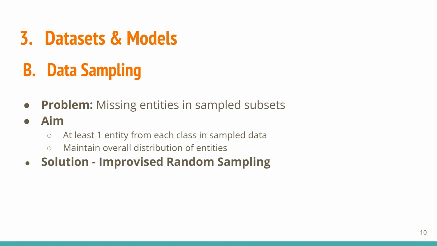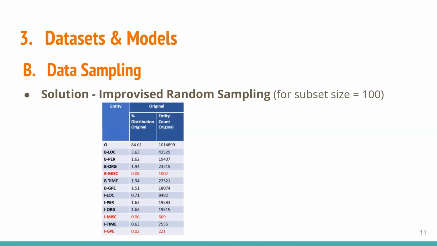Through an improvised random sampling method, the idea is to sample a fixed percentage P from each class, and minority classes are sampled first. For example, this is the distribution of entities in an original dataset. The ones in red are the minority classes.